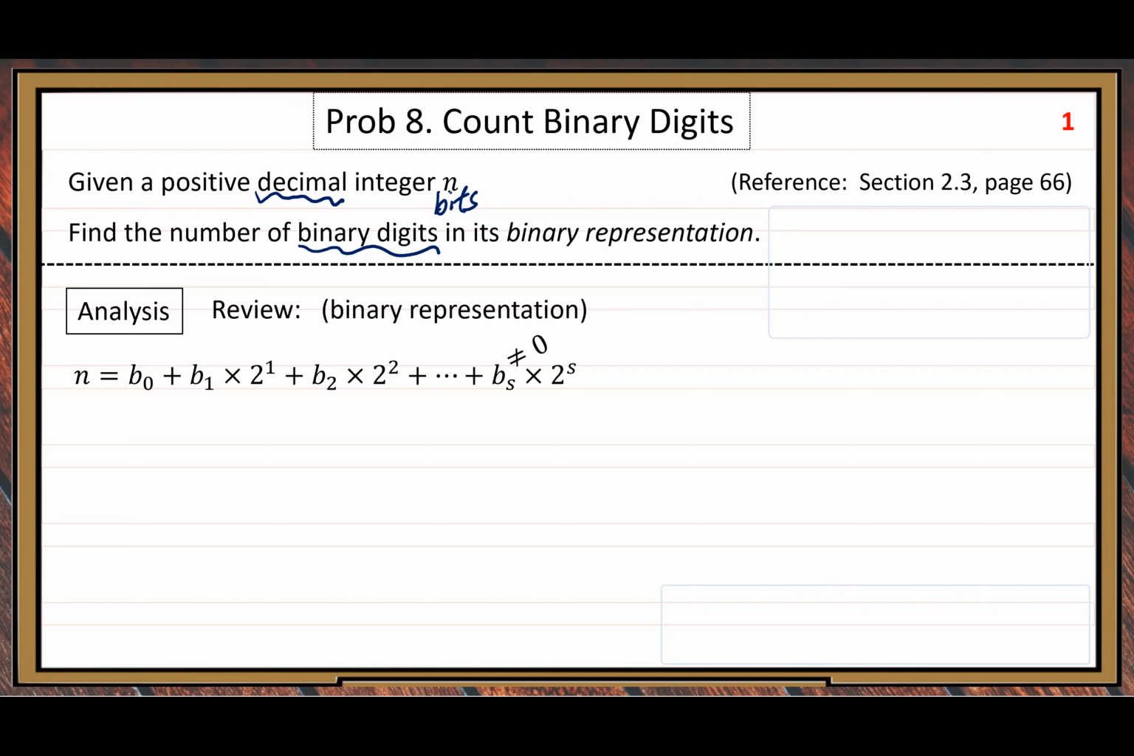Obviously, V sub s cannot be 0. Otherwise, we reduce s by 1.